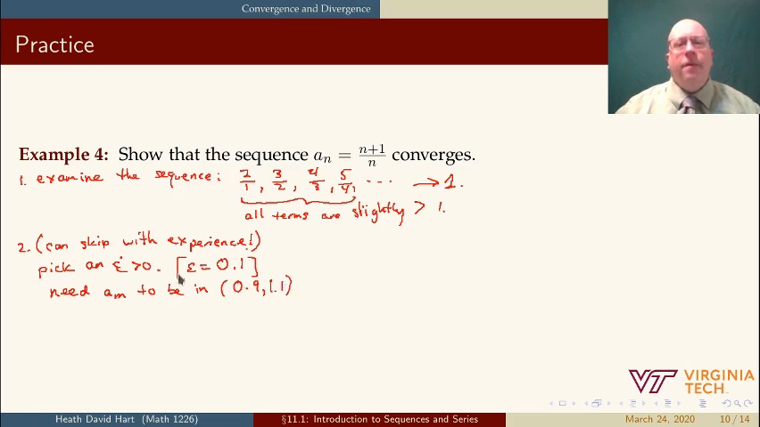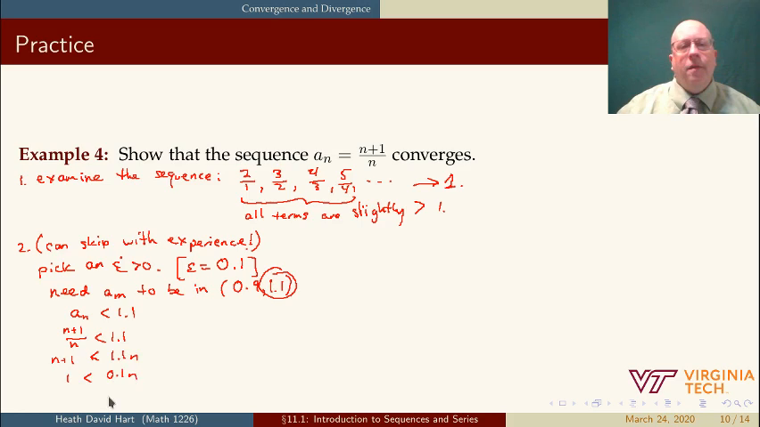And since all of the terms are greater than 1, this is the controlling side of the inequality. And so we set a sub n less than 1.1. n plus 1 over n is less than 1.1. Multiply through by n: n plus 1 is less than 1.1 n. Subtract n from both sides, and then multiply by 10. 10 is greater than n, or n is greater than 10.